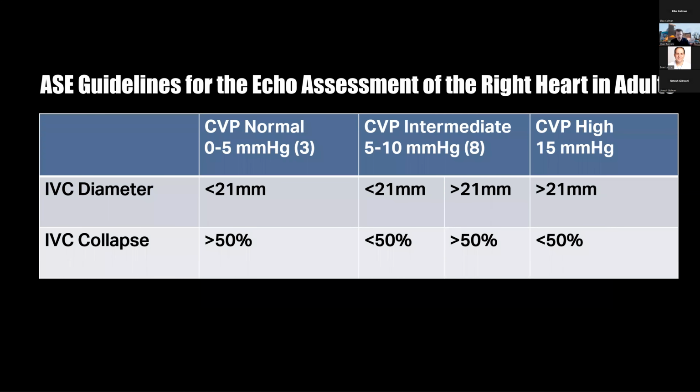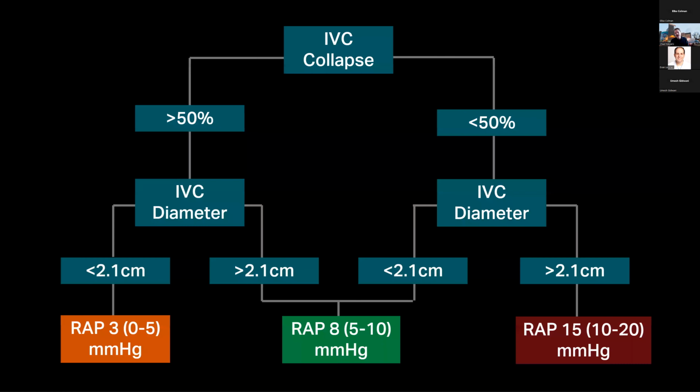Now, the ASE recommendations for right heart evaluation from 2010 also incorporate the measurement of static measurements of the IVC. Now, how I incorporate this into my care in terms of simplification is I emphasize collapse first. If I see greater than 50% collapse, then I basically identify these patients as having low or at least normal CVPs.